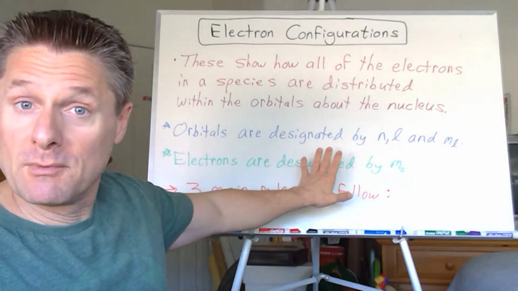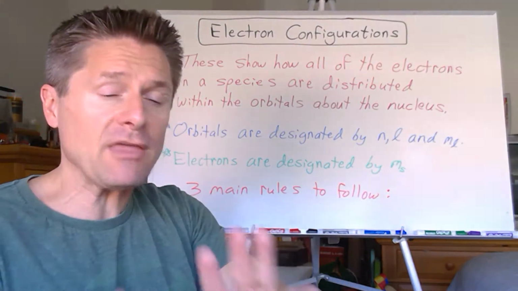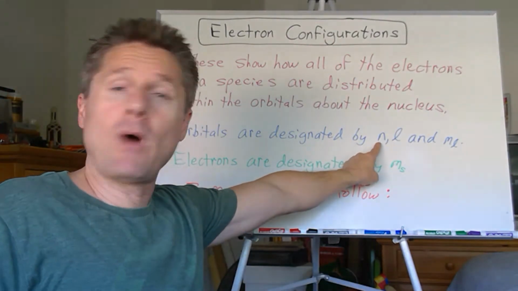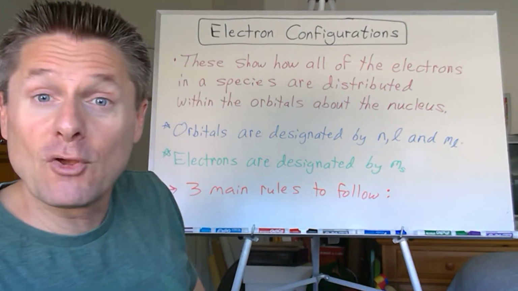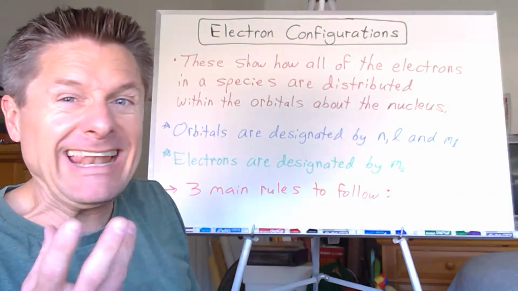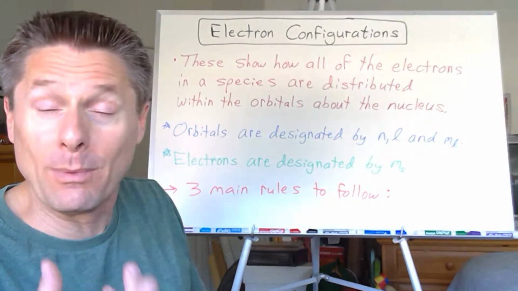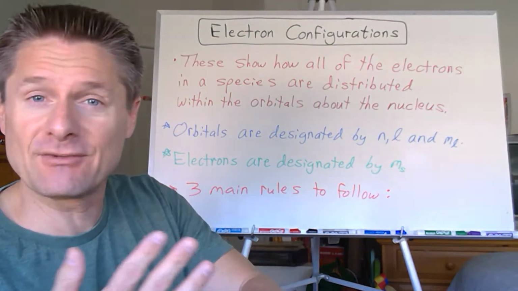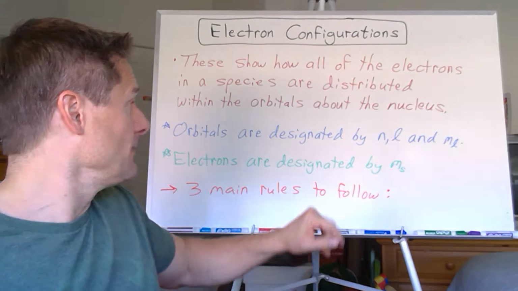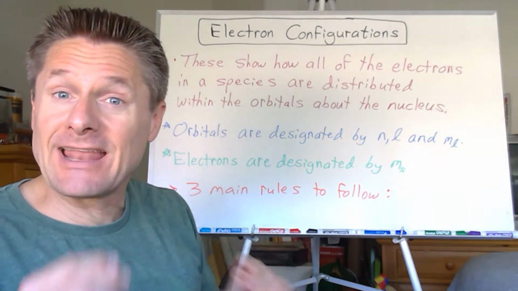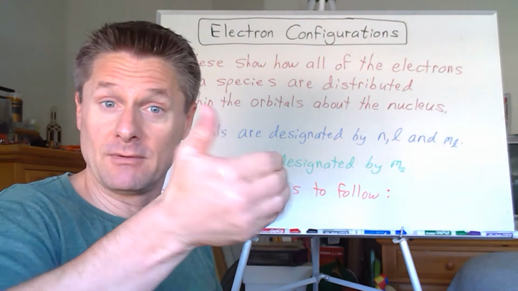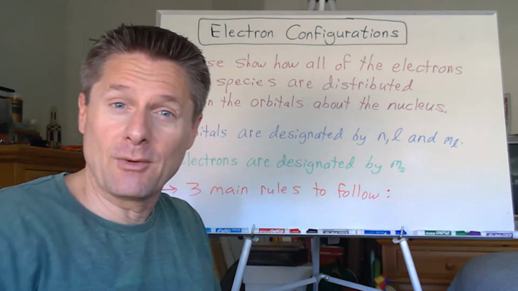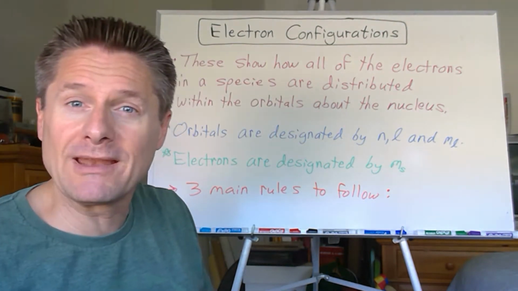A little review. Remember, there are 4 quantum numbers. Three of them, the principal quantum number, the angular momentum quantum number, and the magnetic quantum number, describe the specific electron seat, the orbital: the size or energy, the shape, and the orientation. Then electrons are designated by the electron spin quantum number, so either spin up or spin down, and we're going to draw an arrow pointing up or an arrow pointing down.